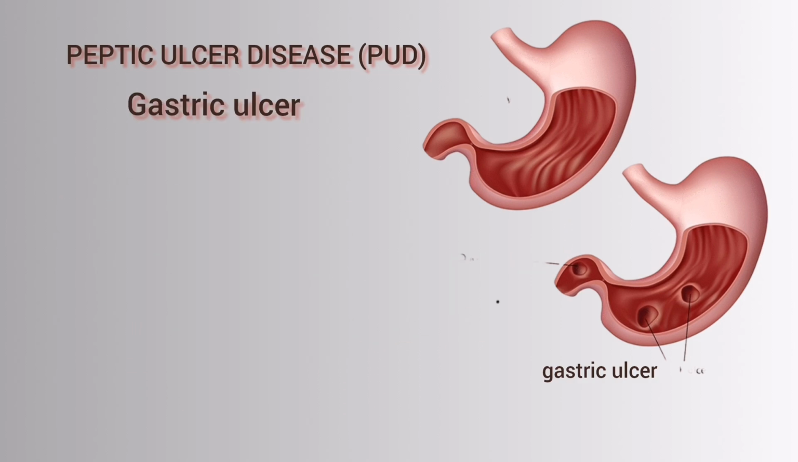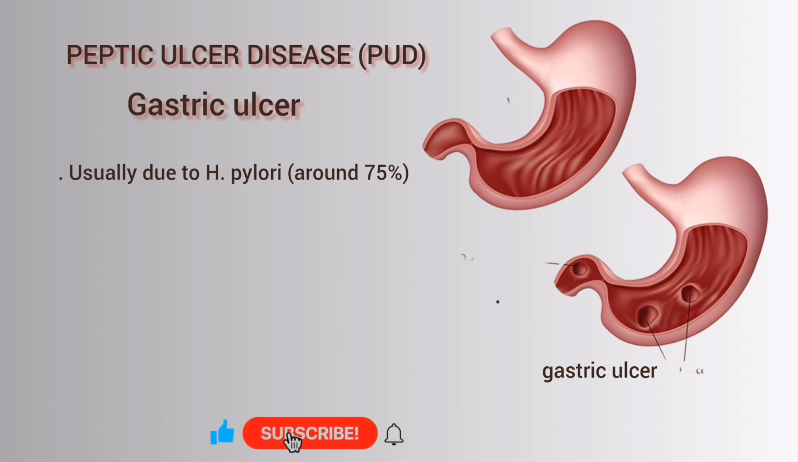The next is the gastric ulcer. The etiology is usually due to the H. pylori in around 75% of the cases. Other causes may include the NSAIDs or the bile reflux.